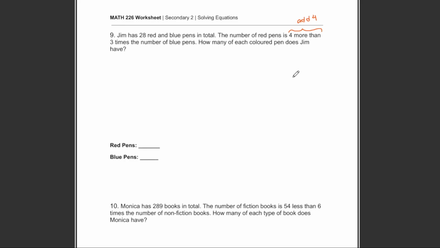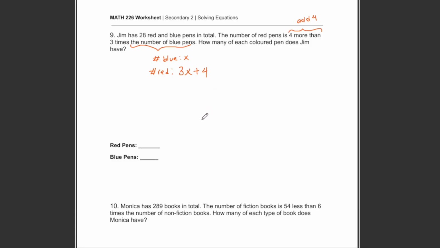What am I adding 4 to? I'm adding 4 to 3 times the number of blue pens. Do I know the number of blue pens? Not yet, right? So let's say the number of blue pens is X. I don't know what that is, so I'm going to call it X. And so if the number of blue pens is X, then the number of red pens is, like I said, 4 more than 3 times the number of blue pens. So 3 times X is 3X, and I add 4 to that.